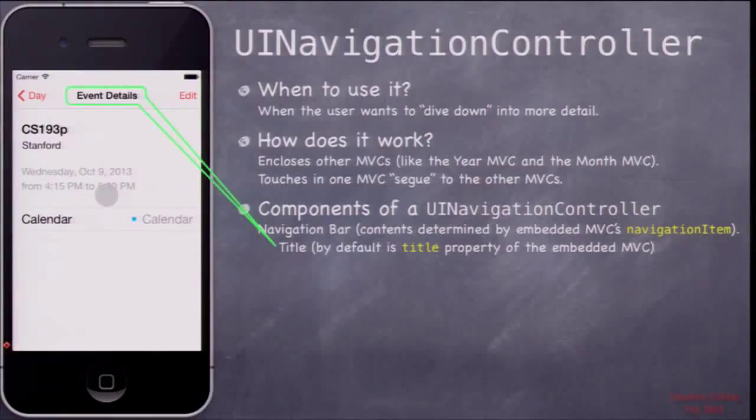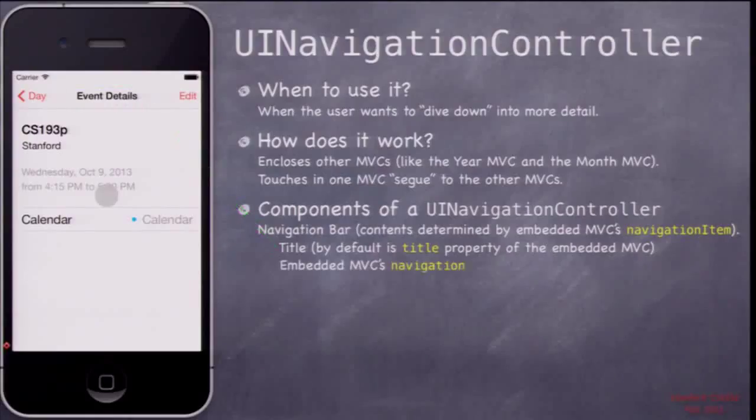You'll notice that the month and the day, actually I don't even think they had titles, which is perfectly legal. This says event details because the navigation controller is basically asking the embedded controller, the calendar event MVC, what's your title? And then it gets that and it puts that at the top. You can also set that title in your storyboard if you want to. Okay? But that title is associated with what's embedded in the navigation controller, and it changes as things slide in. Okay?